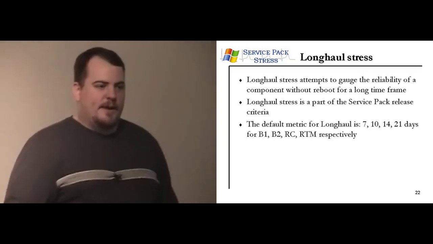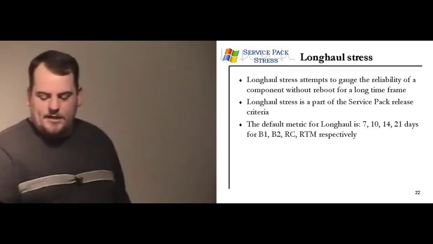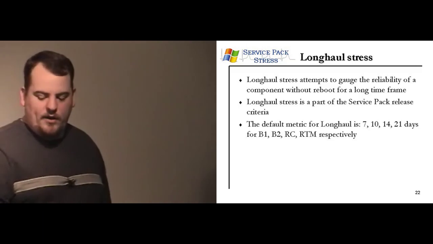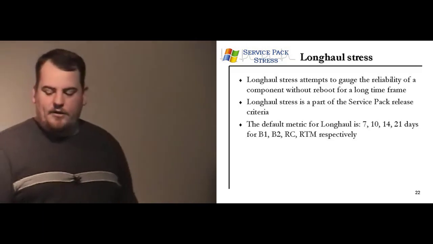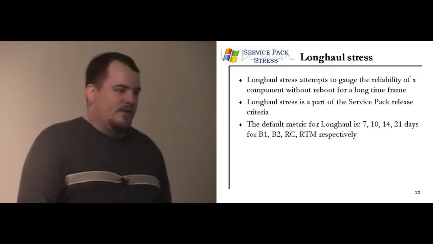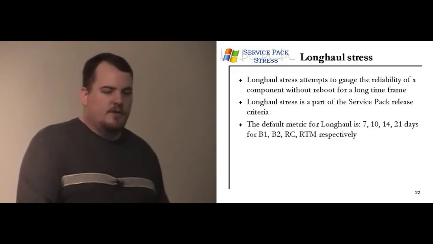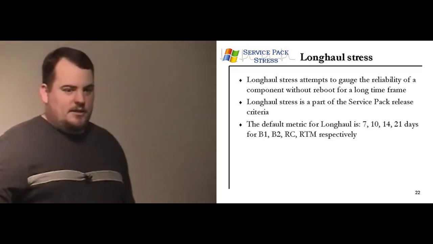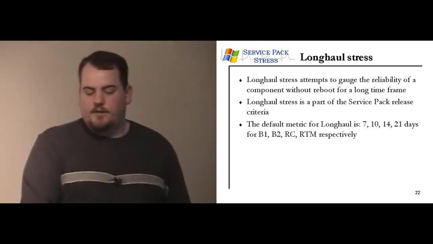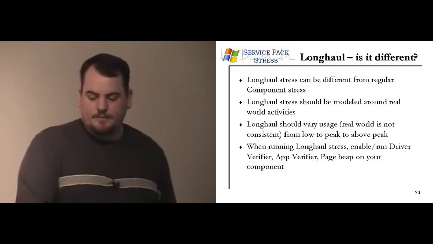It's part of our service pack release criteria. Depending on what time we're on, this last bullet here where it says B1, that's beta 1, beta 2, release candidate, and RTM. For each of those, we have a certain number of days we want a server to be able to remain up. So for beta 1, I would be monitoring these machines and make sure that every machine was up for at least 7 days. As long as they were up for 7 days, then I'm okay to sign off. For RTM, when we're actually going to release this to the world, we want the machines to be able to go up for 21 days without having to reboot for any reason.